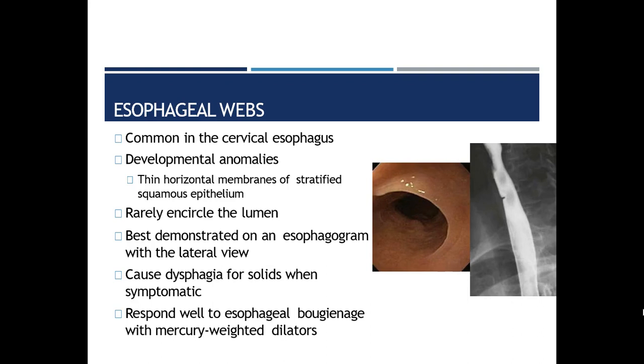Esophageal webs, these are commonly in the cervical part of the esophagus. Most of the time these are developmental anomalies. Rarely they completely encircle the lumen. Most of the time they have half circle involvement. Best demonstrated on esophagogram with lateral view. You can well see in this X-ray also. Causes dysphagia for solids when symptomatic, respond well to the bougies of the esophagus, that is the esophageal dilatation.